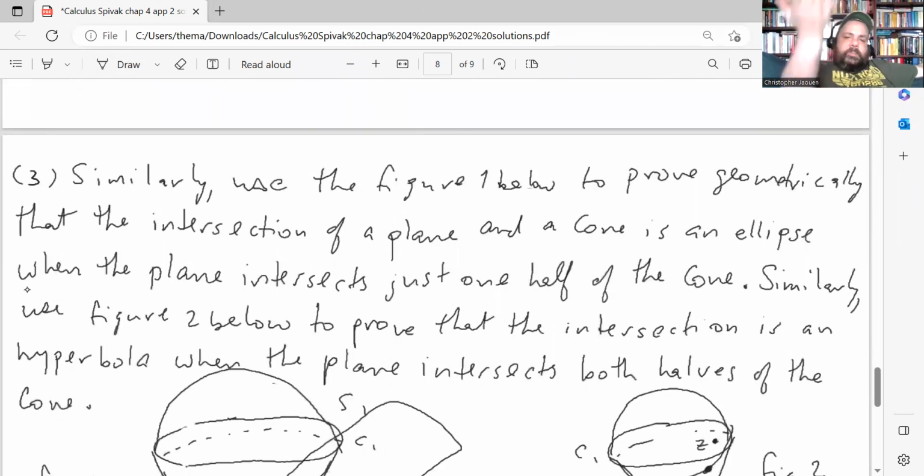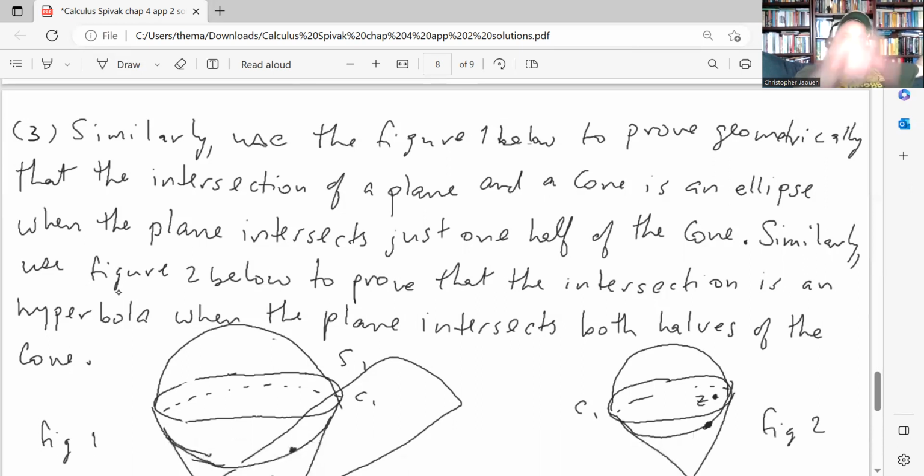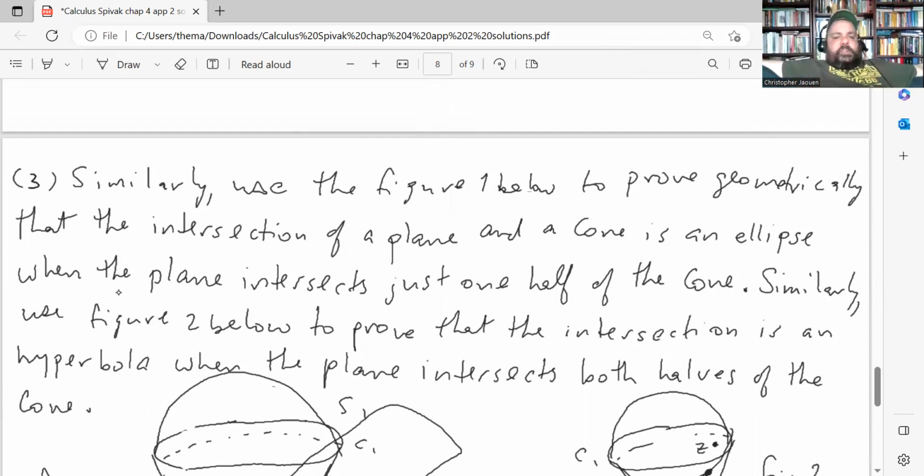Question 3 is very similar, so I kind of gave this one a little short shrift just because it's almost the same type of proof as in part 2. So let me just read out the question though. Similarly, we use figure 1 below to prove geometrically that the intersection of a plane and a cone is an ellipse when the plane intersects just one half of the cone. And similarly, use figure 2 below to prove that the intersection is a hyperbola when the plane intersects both halves of the cone.